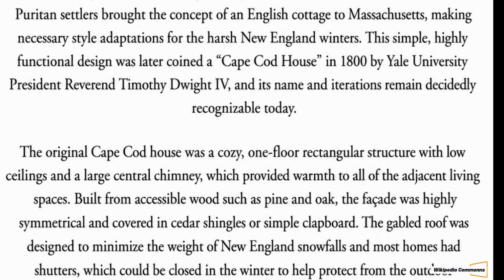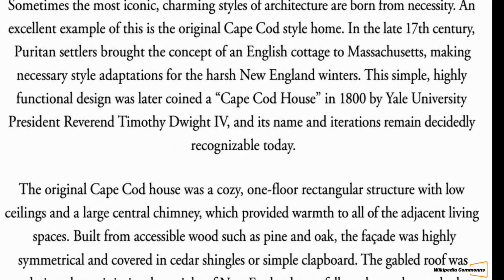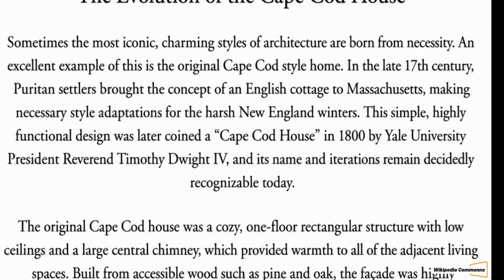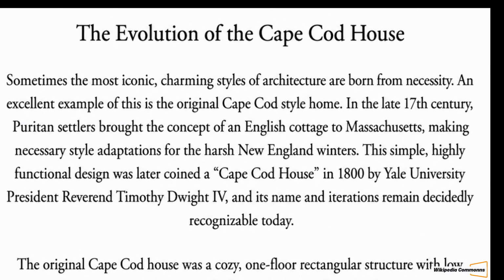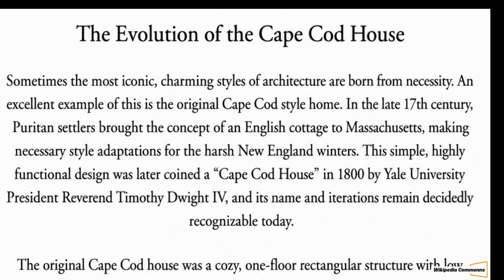They had a distinctive shape. They were widespread. They had no formal name. Dwight called them simply Cape Cod houses. The name stuck. By the middle of the 19th century, the term Cape Cod house was the standard way of referring to this specific architectural type.